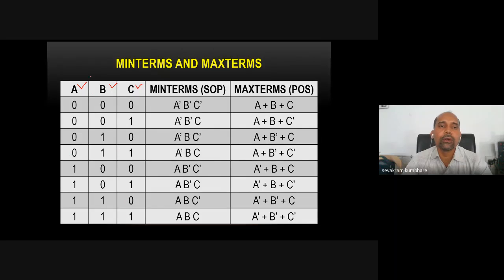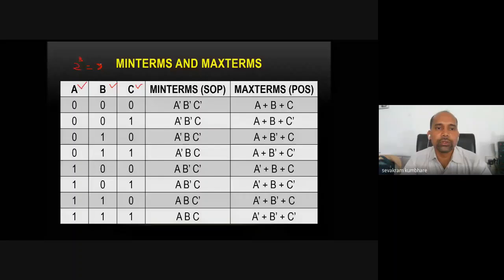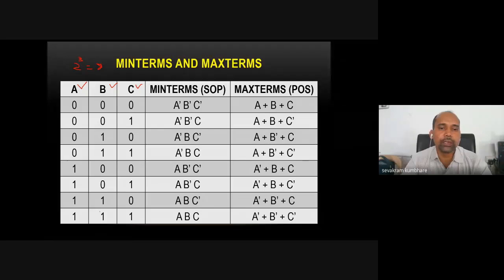Why 8? Because 3 variables are there, so 2 raised to power 3 becomes equal to 8. That's why we can have 8 different combinations, like 000, 001, 010, 011, 100, 101, 110, and 111. Now, how do we write down the minterms from this?